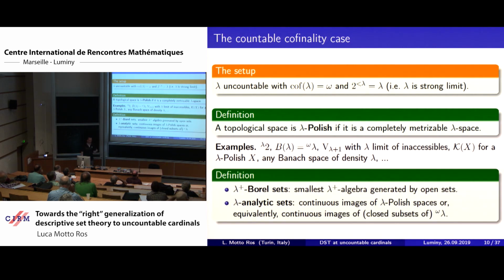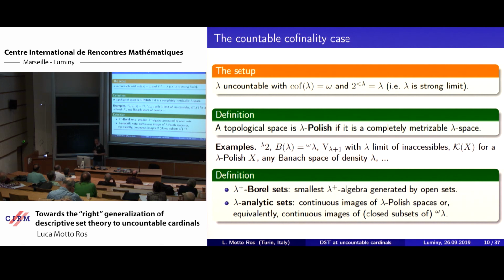Then you go on and you just define naturally all the other concepts. So for example, you can define Borel sets. Of course, here it will be lambda plus Borel sets, meaning in the smallest lambda plus algebra. So you allow a union or intersection of size lambda instead of countable. And lambda analytic sets; here analytic usually, at least in Kechris, the first definition is image of some Polish space. So here, continuous image, of course. So here you can say continuous image of a lambda Polish space, but then you get automatically other equivalences.